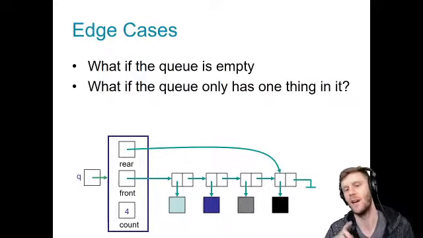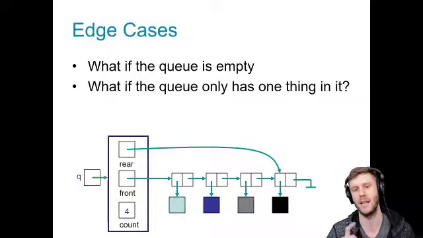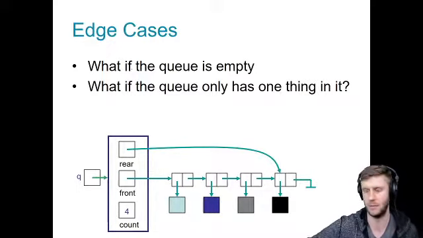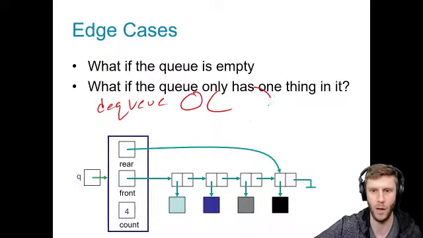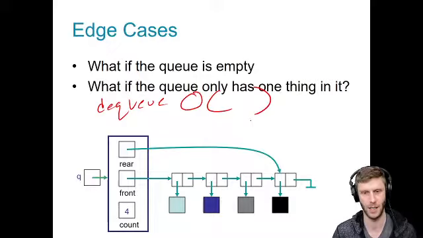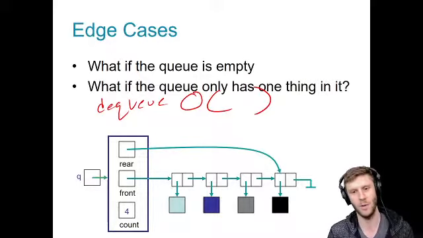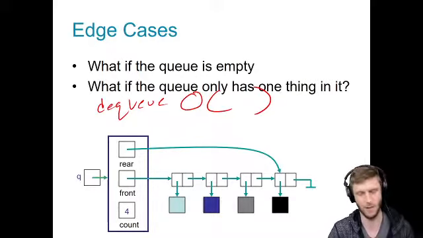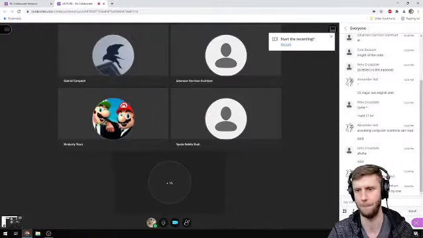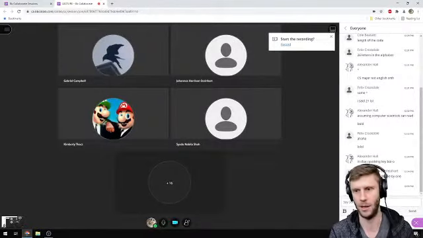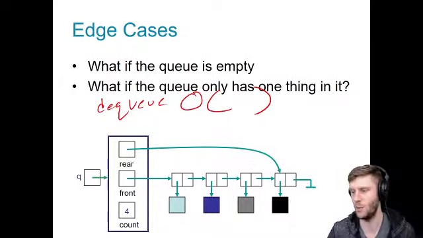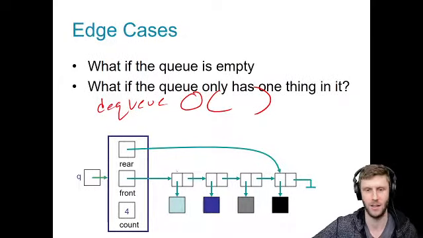In this case, what is the computational complexity of dequeuing? Is big O what? When I remove something, what is the computational complexity? What do we think? Someone's got to have an idea. 1. Absolutely it's 1. Why? Well, because it's just, okay, remove this thing and update the front to decrease count.